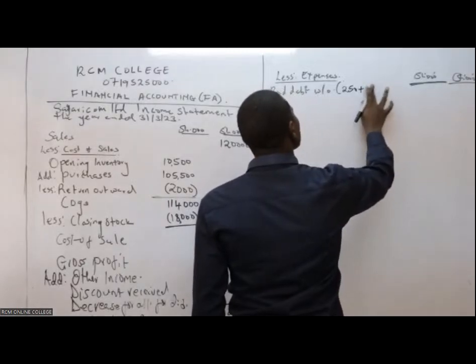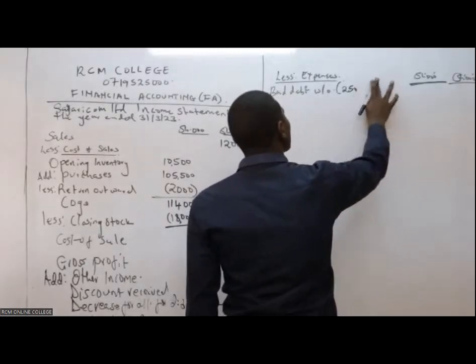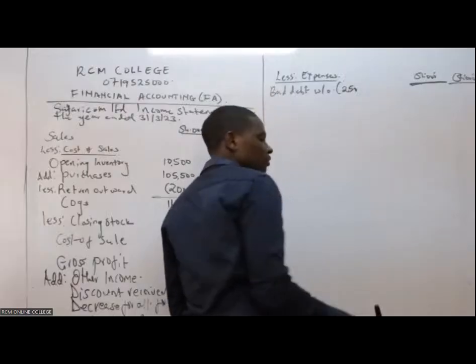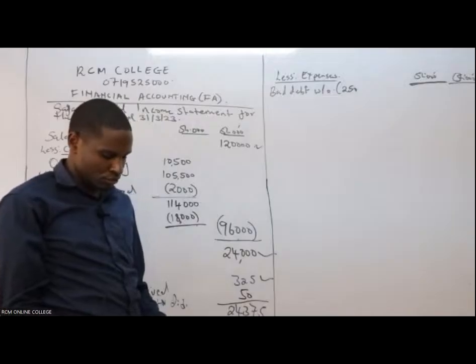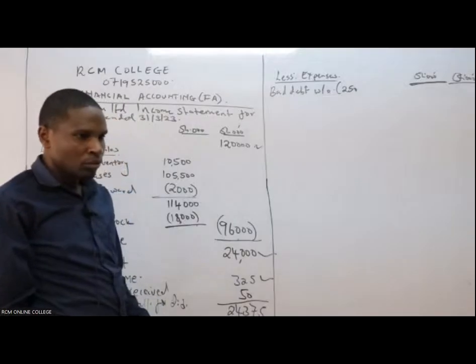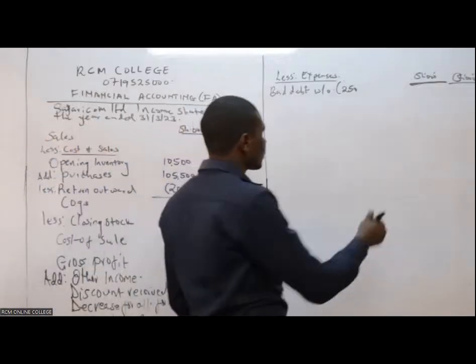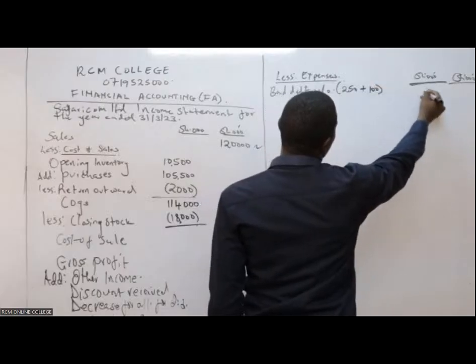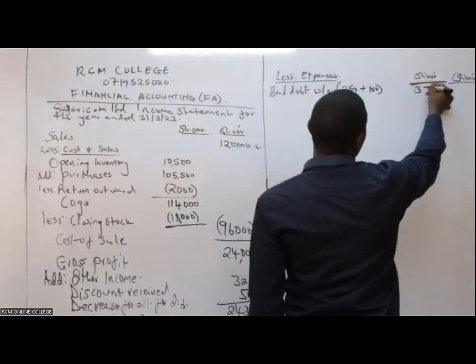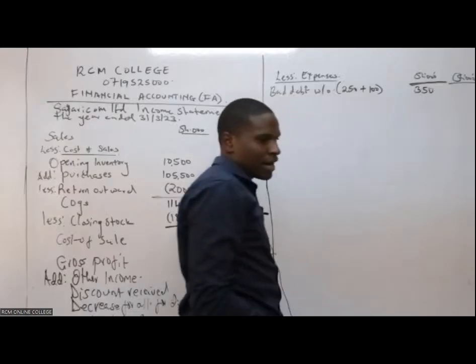Bad debt written off ni ngapi? We have to check. We had that man who was declared bankrupt plus what? Plus the 100 that is in our trial balance. So this will be 350. That is an expense, a direct expense.